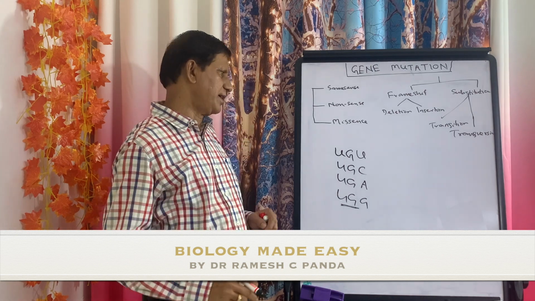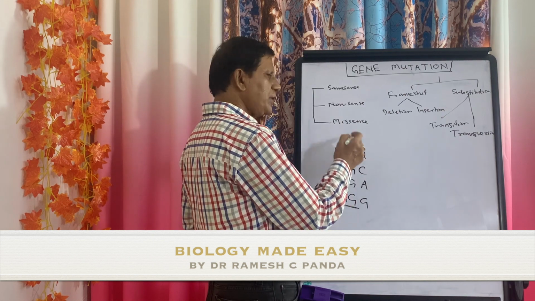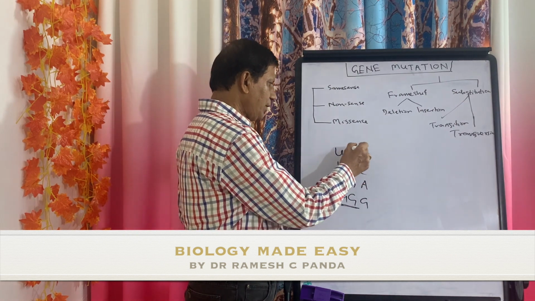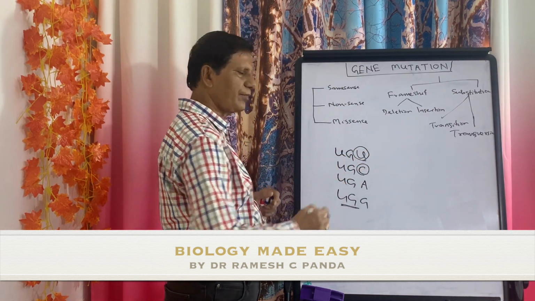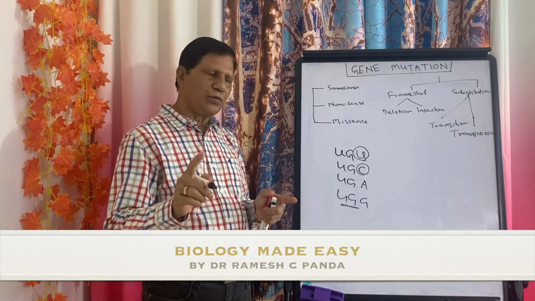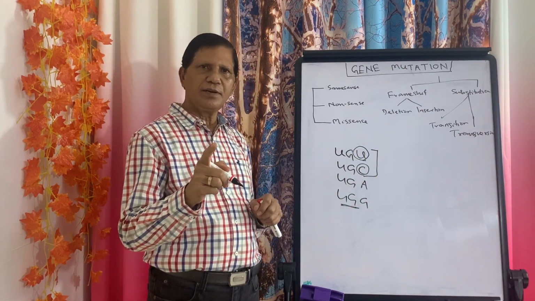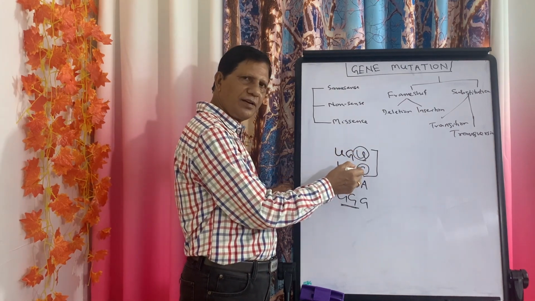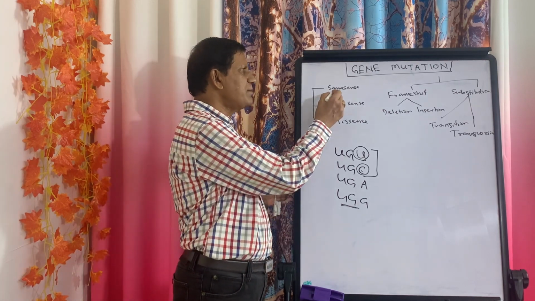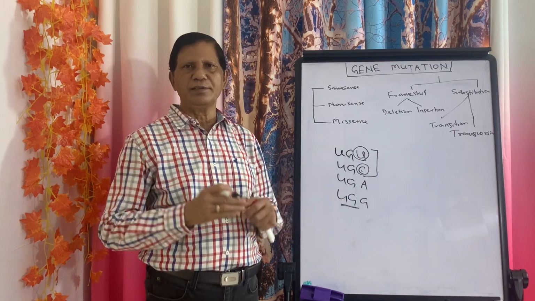Let us see one example. Suppose here U is there. Now suppose this U is replaced by C. What will happen? If you go through the genetic code, you will find these two are synonyms for the same amino acid. That means the third base is changed, but the amino acid doesn't change. This is known as samesense mutation or silent mutation. Mutation took place, but there is no effect on the organism.